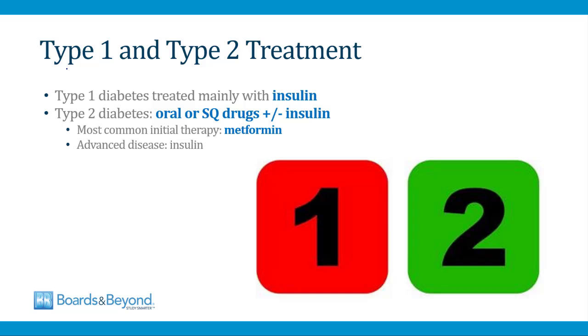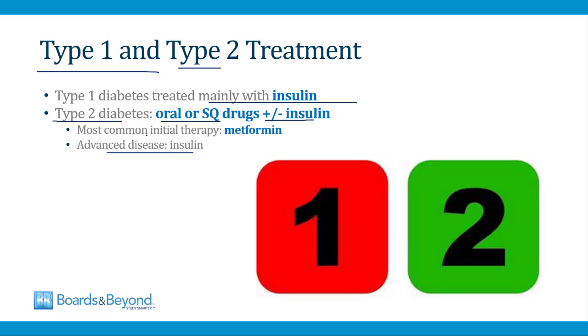In other videos I talk about the differences between type 1 and type 2 diabetes, but in terms of treatment you should be aware that type 1 diabetes is treated mainly with insulin, and that's because these patients lack the ability to produce insulin from the pancreas. In contrast, for type 2 diabetes, the problem is insulin resistance, so there are oral or subcutaneous drugs that can be used to improve the blood glucose level without using insulin. Insulin is also used in type 2 diabetes, but it's usually reserved for patients with advanced disease.